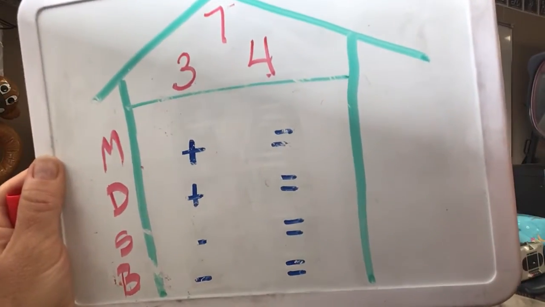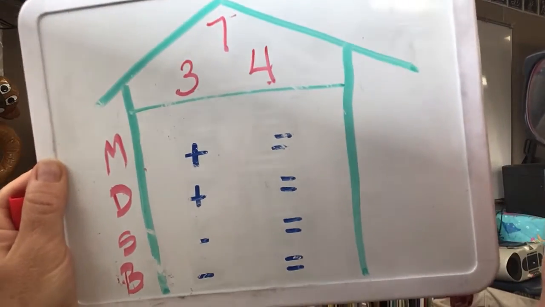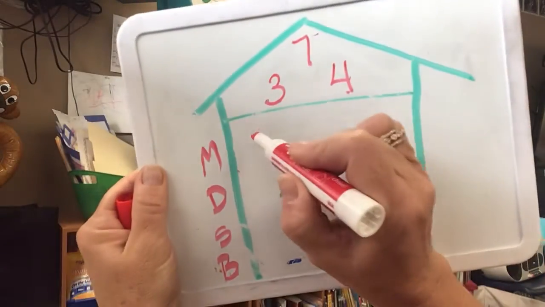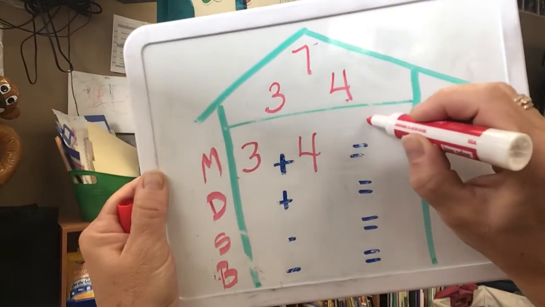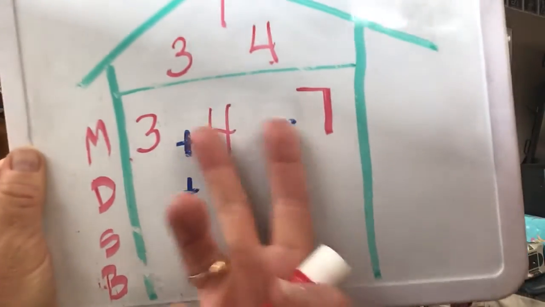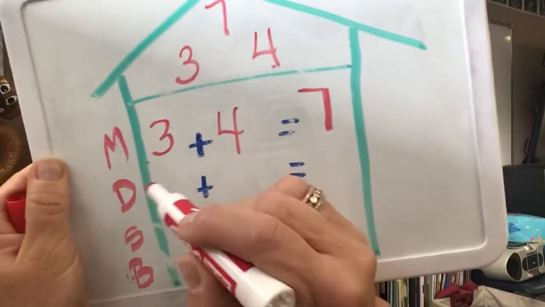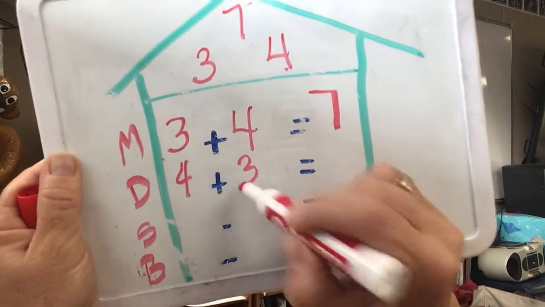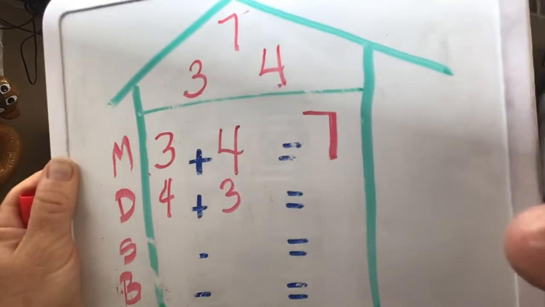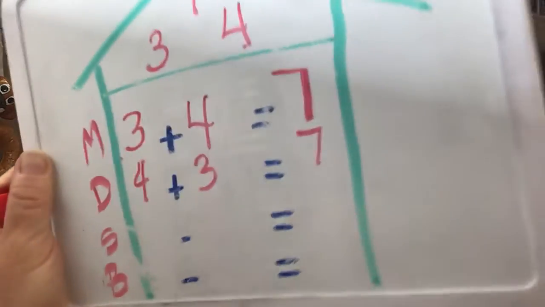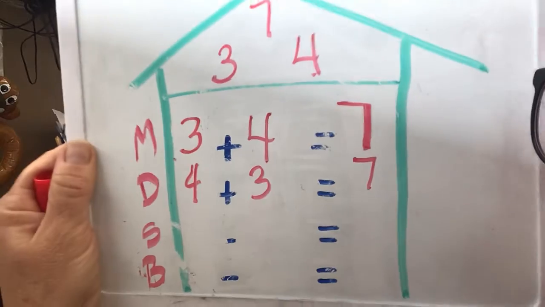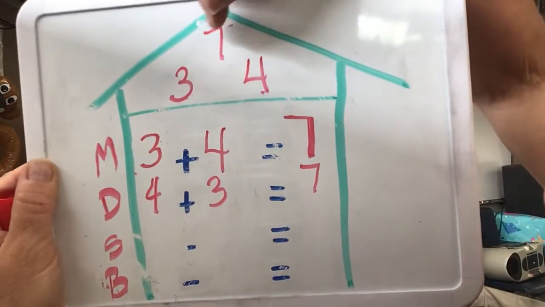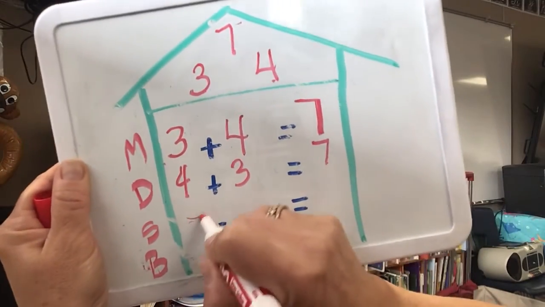All right? When you're adding numbers, you need the smallest numbers. So the smallest numbers are 3 plus 4, and we know that that has to equal 7. Then we're going to switch them around and do 4 plus 3, which equals 7.